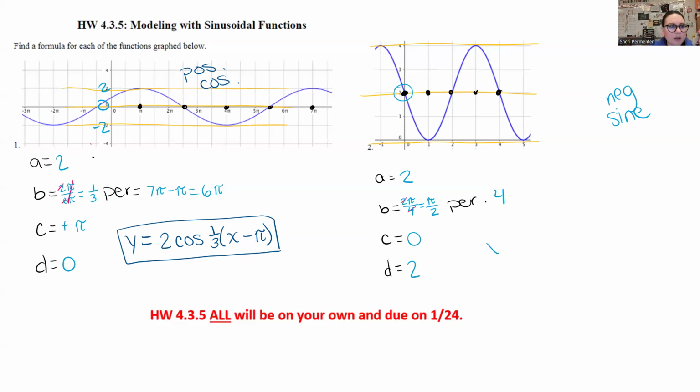So I end up with my equation is y equals, this is a negative sine graph, so negative 2 sine, my period constant, pi over 2 x, plus 2.